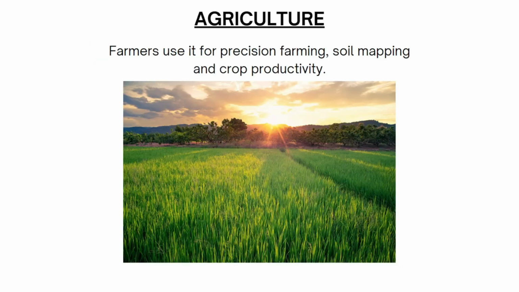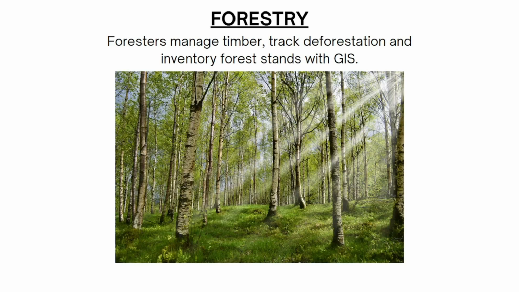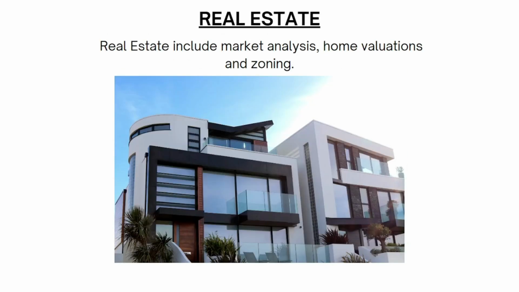Now GIS is also used for agriculture. Farmers use it for precision farming, soil mapping and crop productivity. Now it is used for forestry. Foresters manage the timber, track deforestation and inventory forest stands with GIS. Real estate also uses GIS, which includes market analysis, home valuation and zoning.